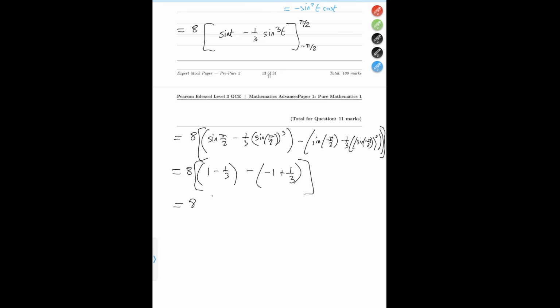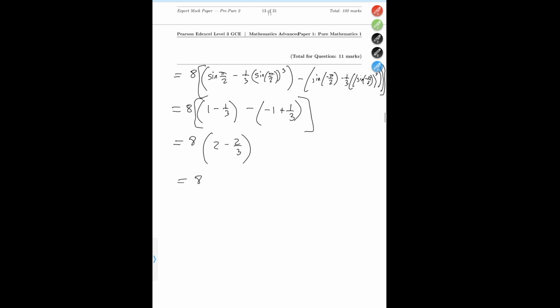So that gives me 8. So 1 minus minus 1 is 2. Then minus a third is minus 2 over 3. So I can simplify this to 8 times 4 over 3, which is 32 over 3.